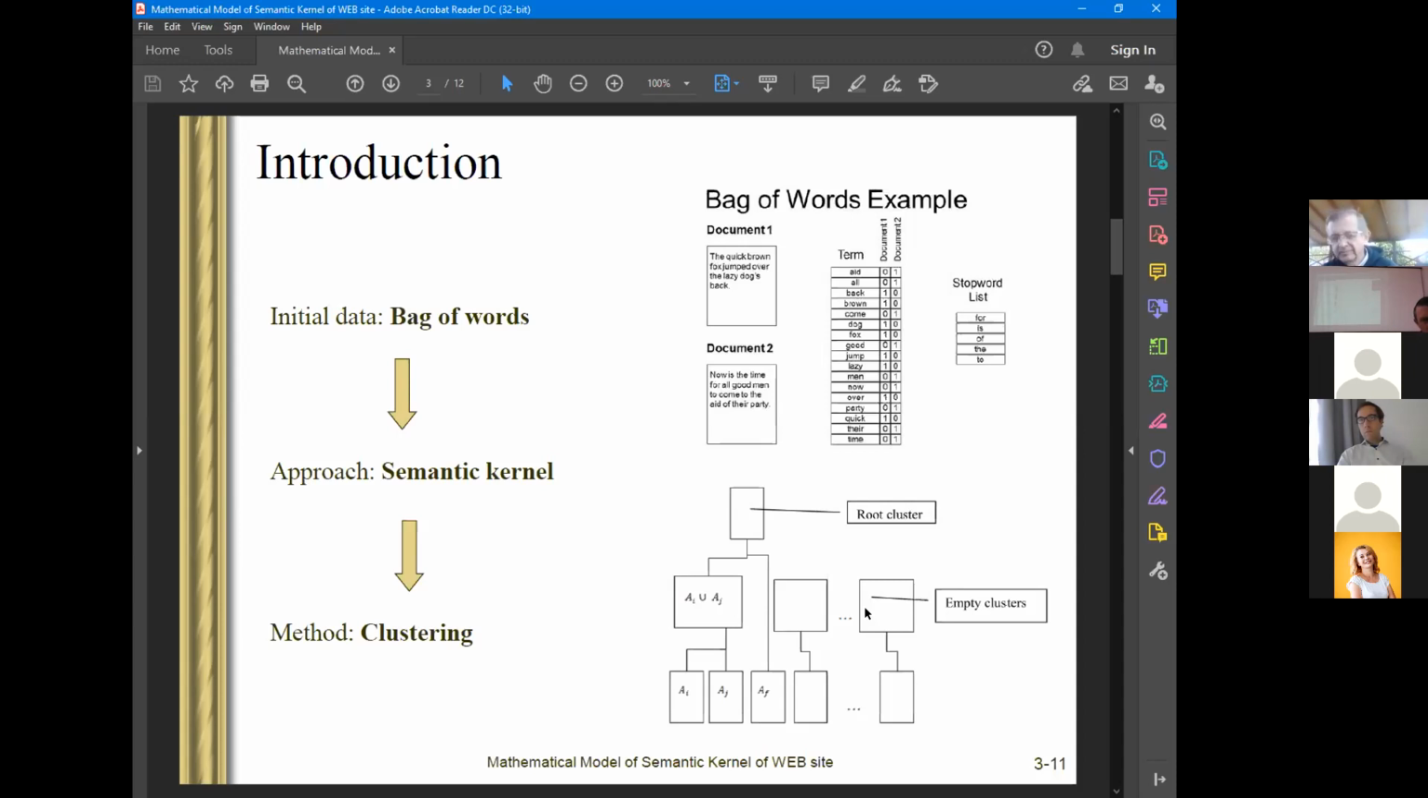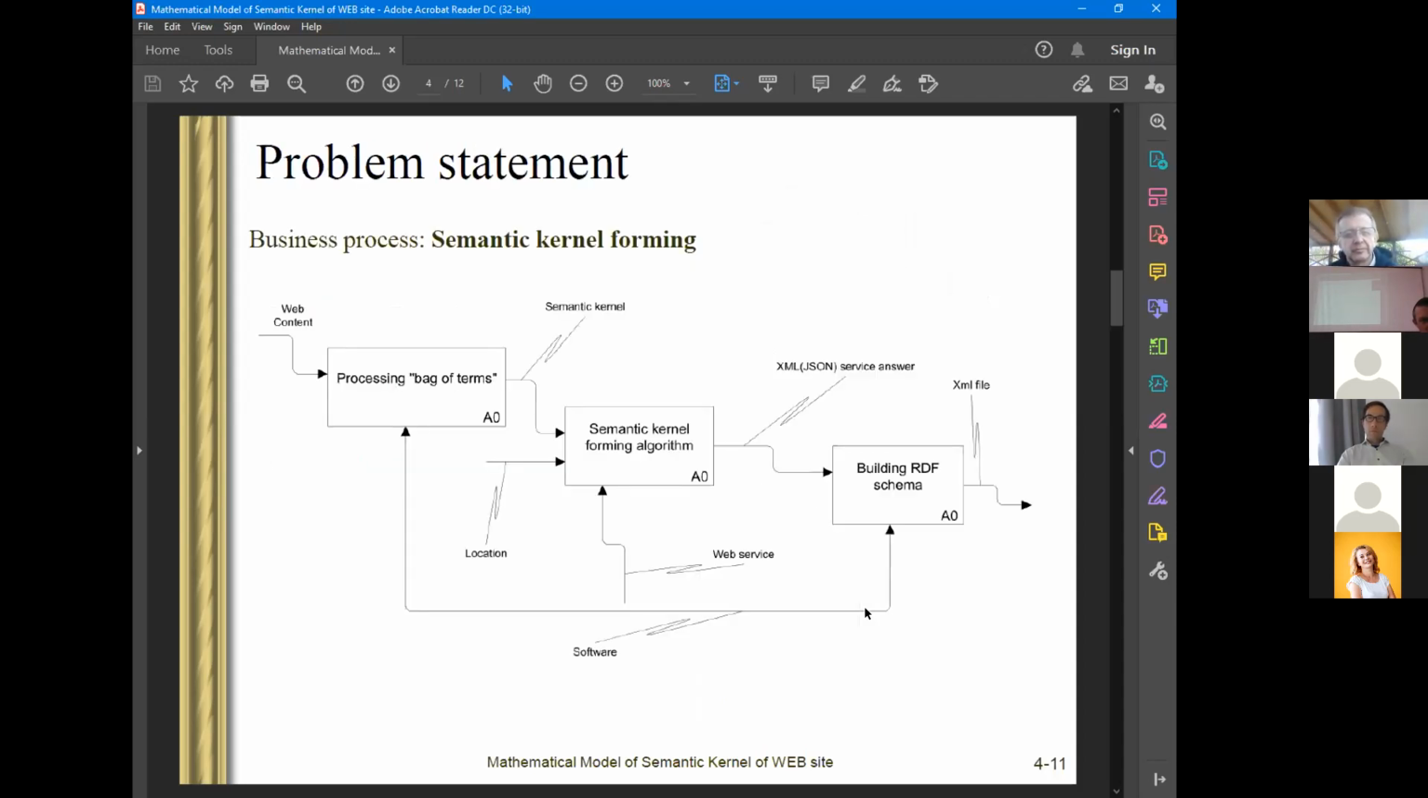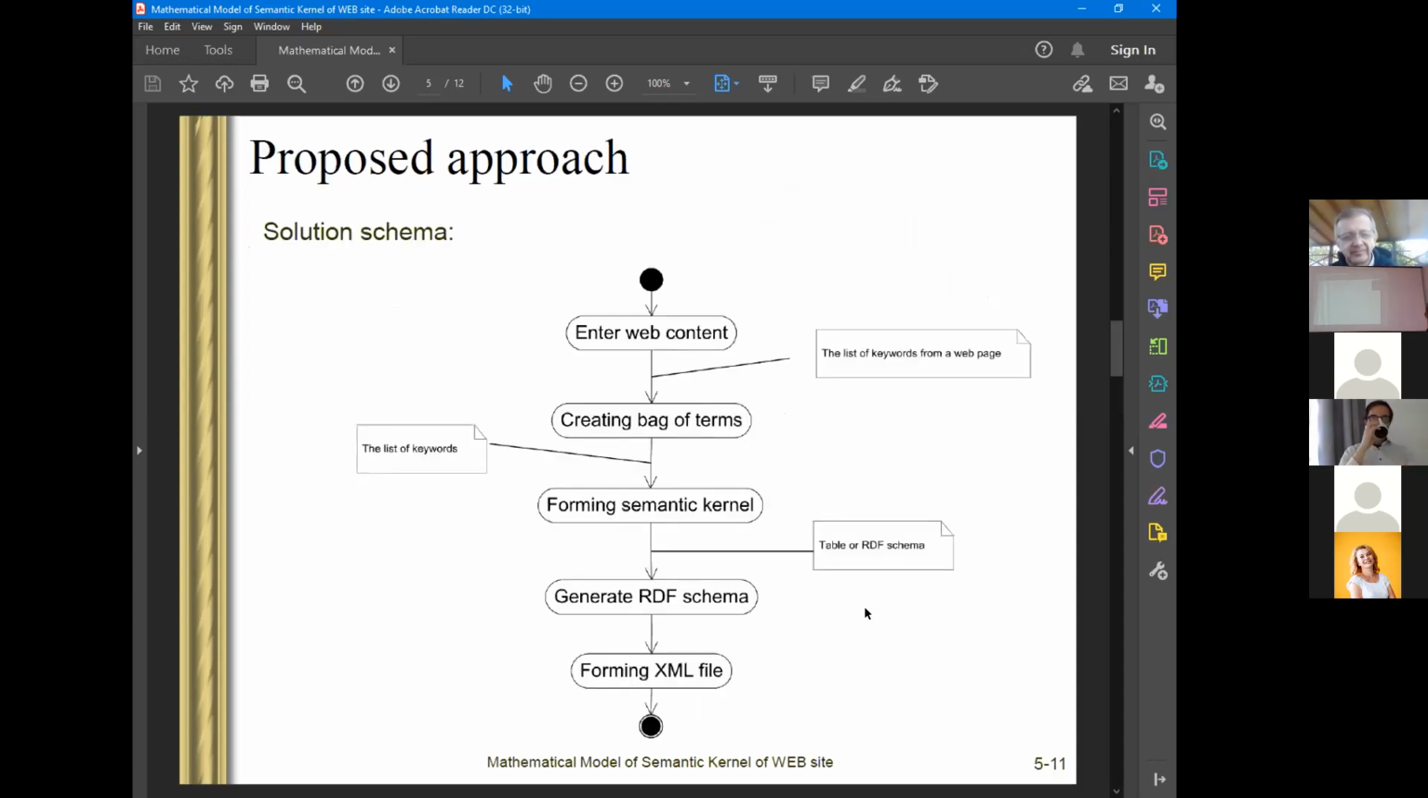In our approach, we gradually combine the term A with index i and A with index j from the web content bag of words. When we form a new class, we then test the A with index f term for belonging. To assess the place in which the semantic kernel is involved, we consider the following business process. Slide number 4. A general outline for solving the problem is presented on slide number 5.